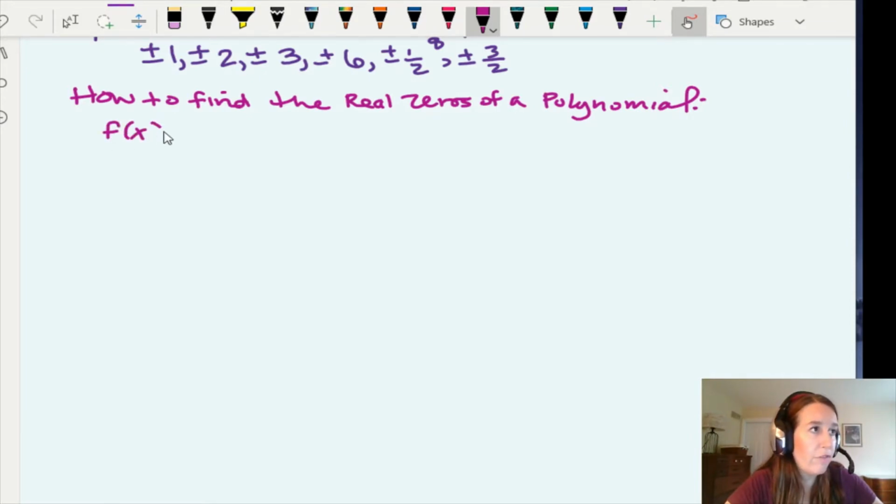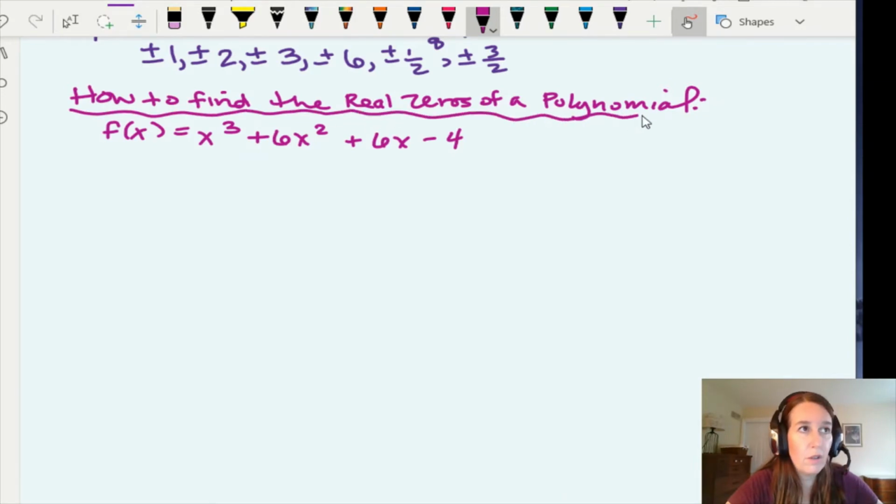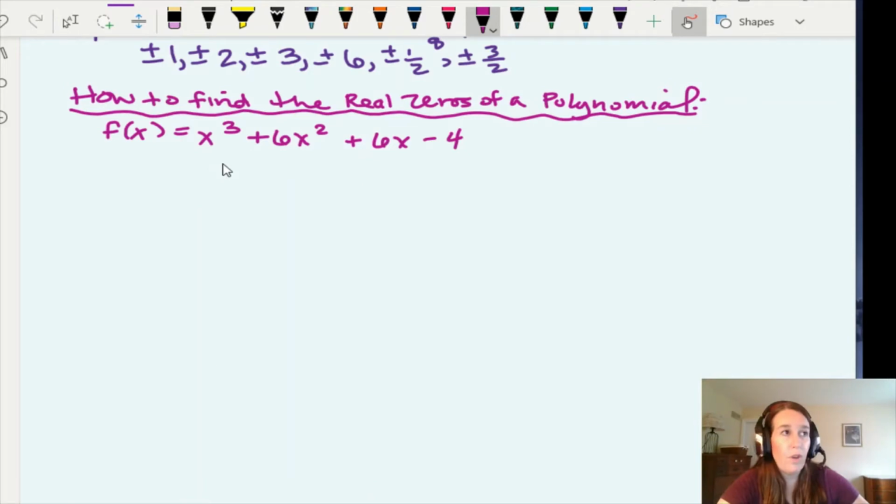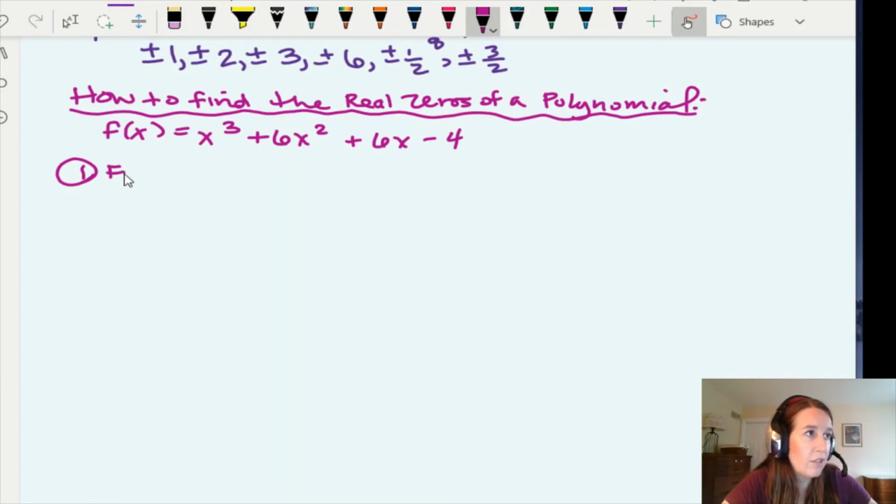So here is our equation or a function. f of x is equal to x cubed plus 6x squared plus 6x minus 4. Okay, so see, a polynomial that is degree 3 or higher, because we already have strategies for degree 1 and 2. All right, so our first step is to find all the possible rational zeros.